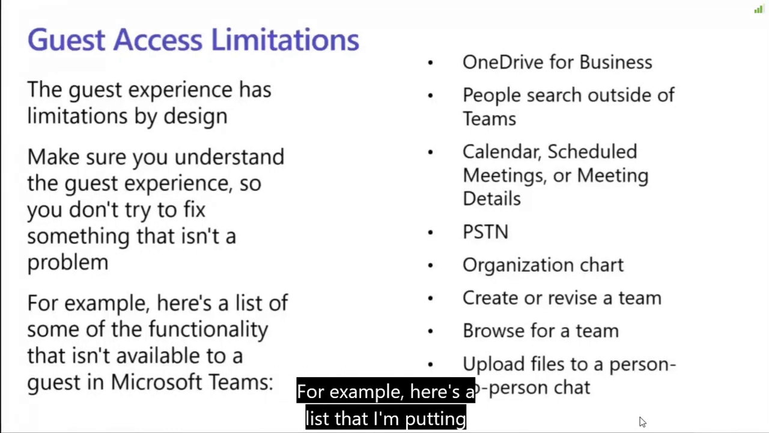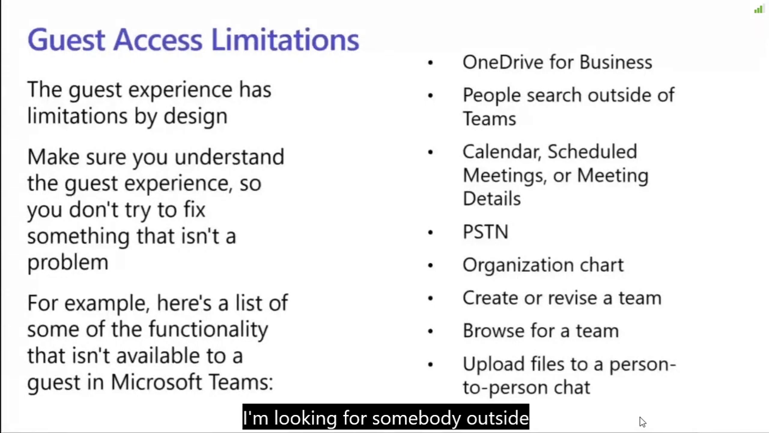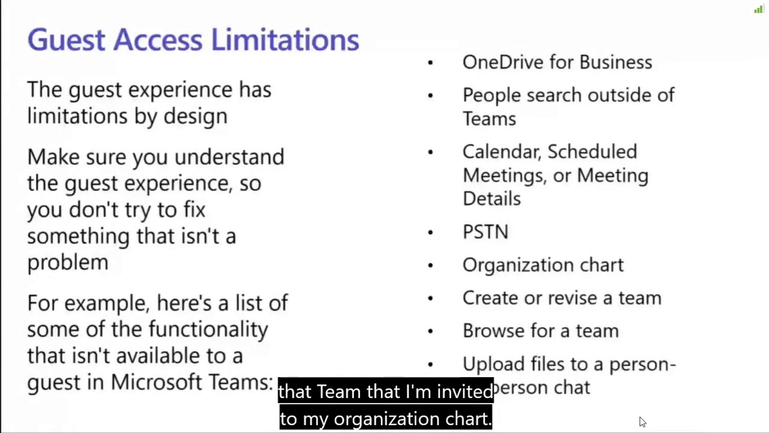Here is a list of things that aren't available to guests in Microsoft Teams. For example, your OneDrive for Business. A guest cannot search for people outside of that team, so if I'm looking for somebody outside the team I'm invited to, I can't. They also can't see my organization chart, create a team inside your organization, look for a team inside an organization, or do a person-to-person chat, which is outside of the team itself.